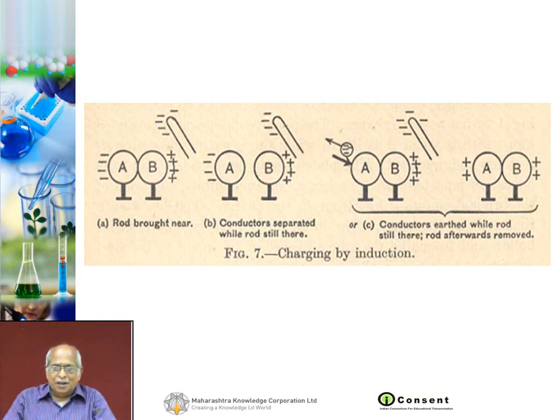So if we remove negative charge by connecting it to the earth and then separate, there will be positive charge on both spheres A and B. That is shown in the last figure.